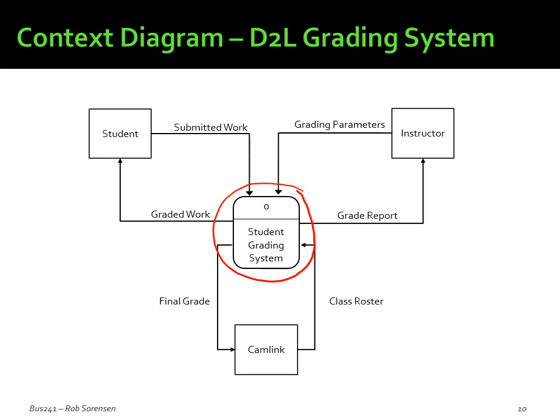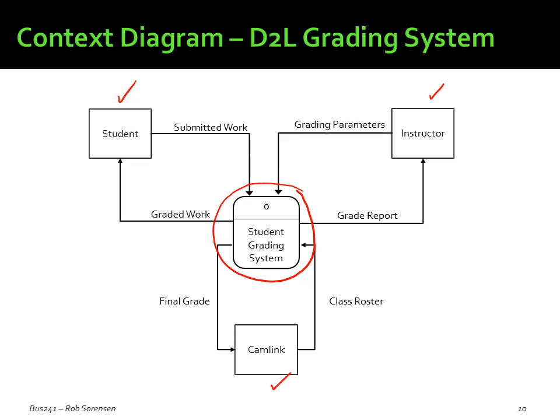I've got 3 external entities. Students aren't part of D2L, but they interact with it. Instructors aren't part of D2L, but we interact with it. And CamLink's not part of D2L, but it interacts with D2L as well. All right, so those are external entities. Let's see if we can figure out what happens here.